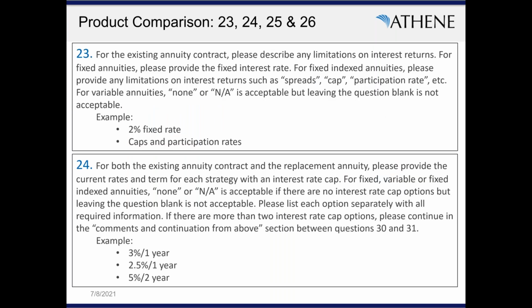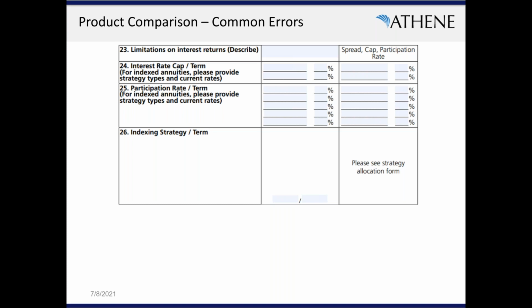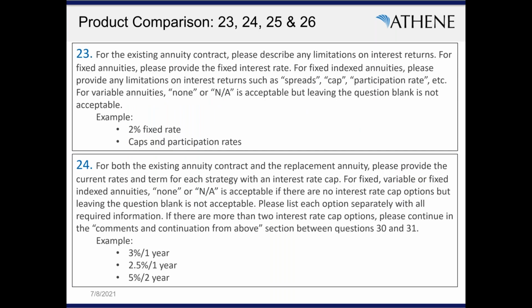Question 23, again, limitations on interest returns. For the existing annuity contract, and now this verbiage is straight out of those step-by-step guides that we discussed: for the existing annuity contract, please describe any limitations on interest returns. For fixed annuities, please provide the fixed interest rate. That is key.